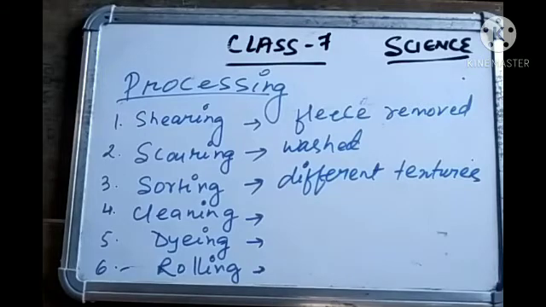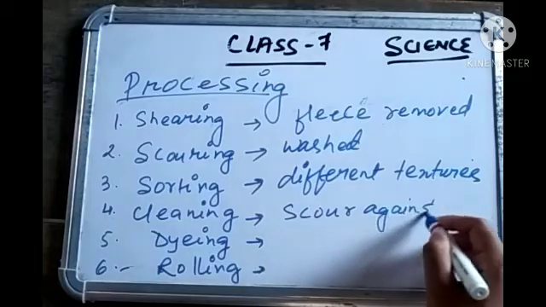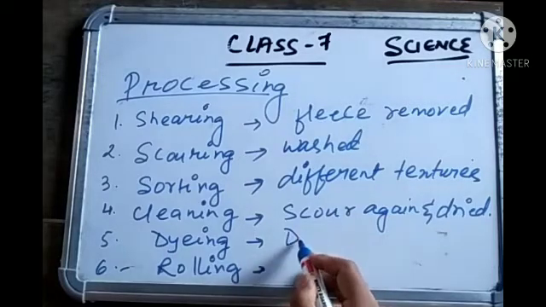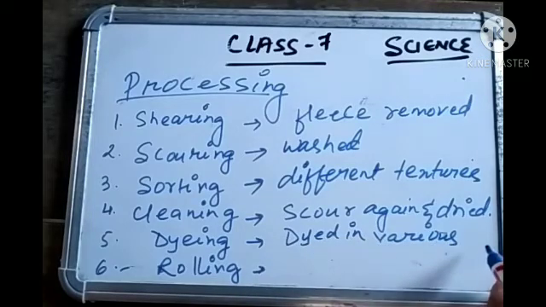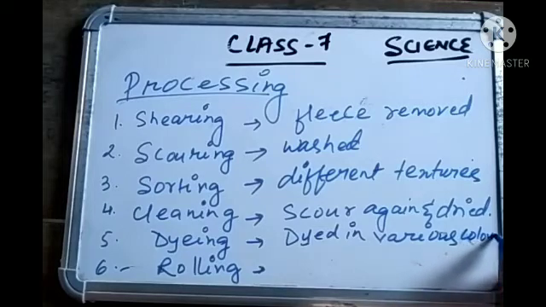Step number 4, cleaning, is similar to the second step, scouring. It is washed again and dried. Number 5 is dyeing: the fibers are dyed in various colors. White, black, brown, and other colors.